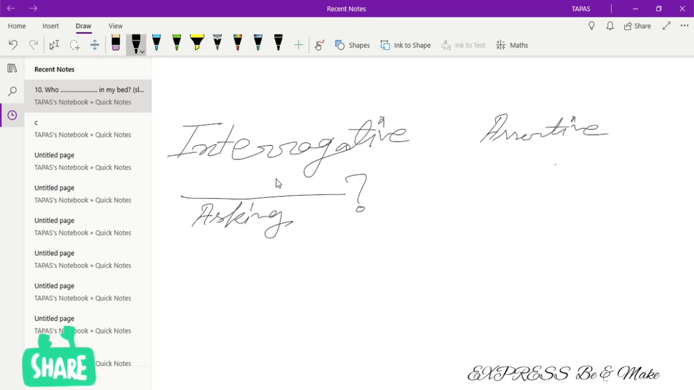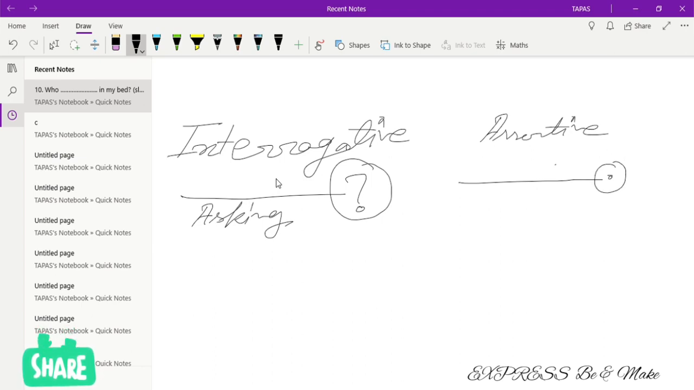Here, I have given you two examples. For interrogative, you can easily identify the sentence by seeing the question mark at the end. And an assertive sentence is one that does not end with a question mark.